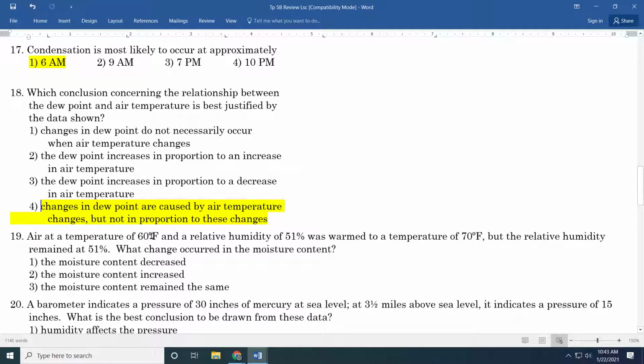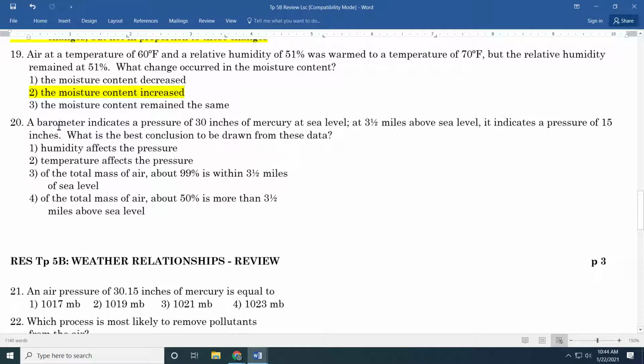At a temperature of 60 Fahrenheit and a relative humidity of 51%, we warm that up to a temperature of 70 and the relative humidity stayed at 51%. So the air warmed up 10 degrees, the percent fullness stayed the same. That means the moisture content increased. In order to stay the same percentage full, when you have a bigger container, a warmer chunk of air, you're going to have to add water to it.